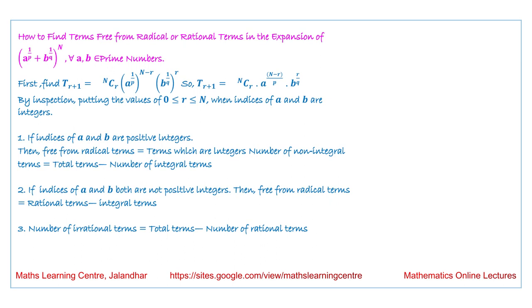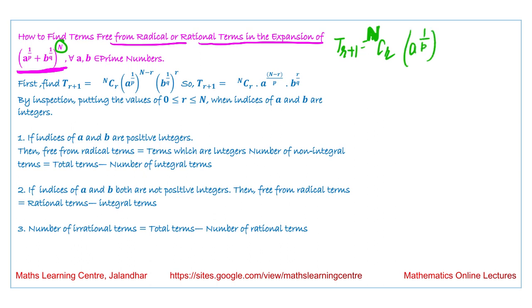Next is how to find the terms free from radical or rational terms in the expansion of this kind. So the general term we have in this expansion is given by T(r+1), which is equal to NCr. The power we have over here is capital N, so we are writing capital NCr, a^(1/p) whole raised to the power n - r, and b^(1/q) raised to the power r.